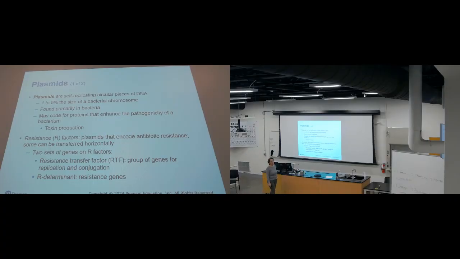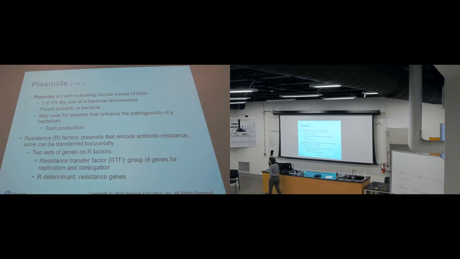In terms of plasmids, they are self-replicating. They're small circular pieces of DNA and make up between 1 to 5% of the entire genome of the bacteria. It is found primarily in bacteria, and it will encode for proteins that increase the resistance of the bacteria in a media, or sometimes it makes the bacteria produce toxins.